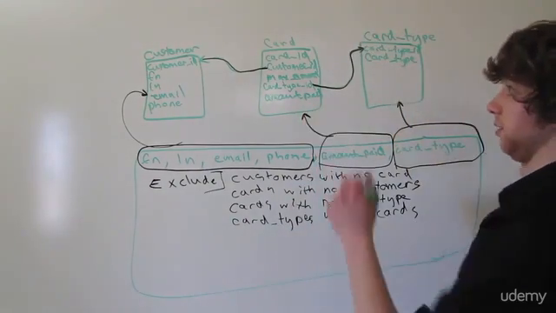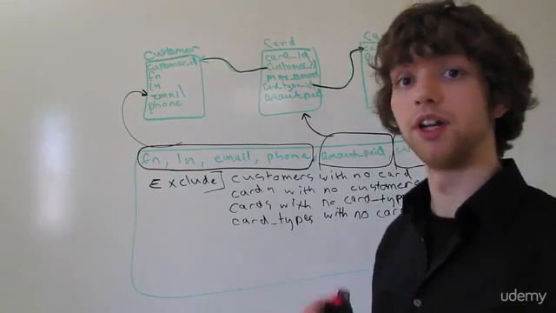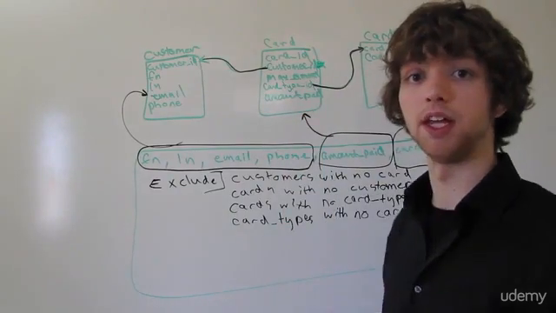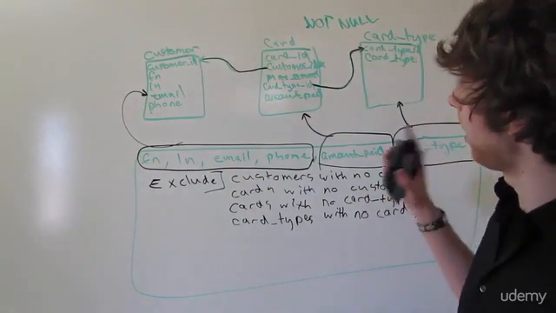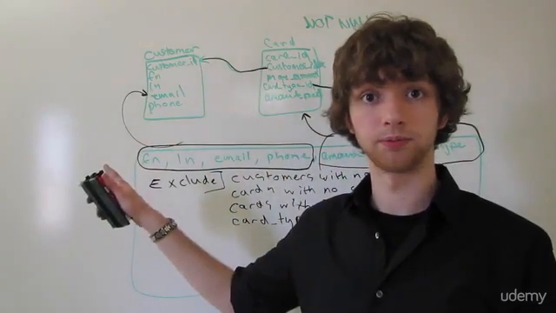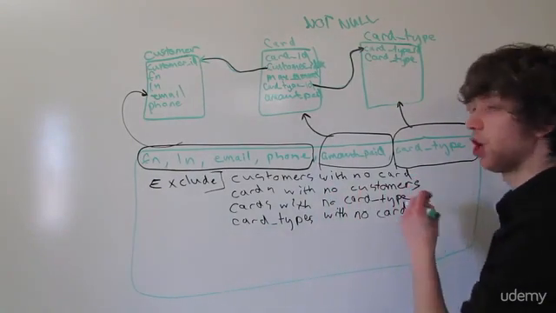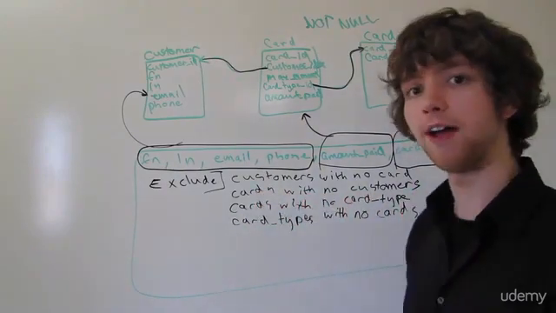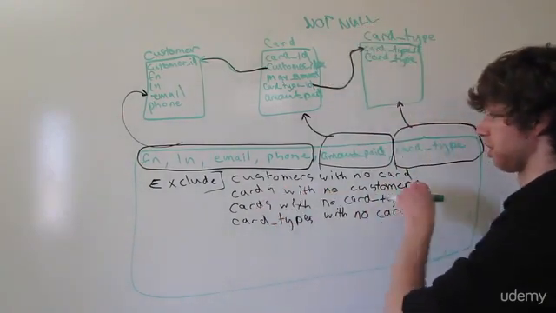We also have a card table. And the way we have it set up, the card doesn't necessarily have to have a customer. If you want to change that, you could take this customer ID right here, and you could make it not null. That is going to change the end result, because now every single card is going to have a customer. That means cards with no customers, although functionally it's removing all the cards with no customers, every single card has a customer, so the end result doesn't eliminate cards with no customers.